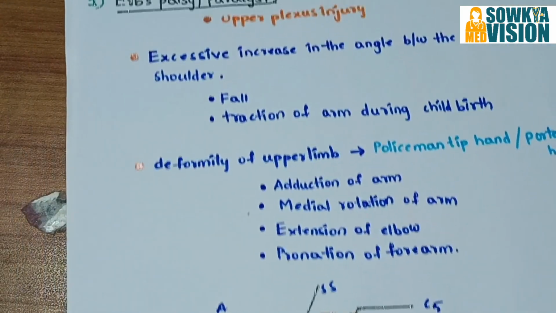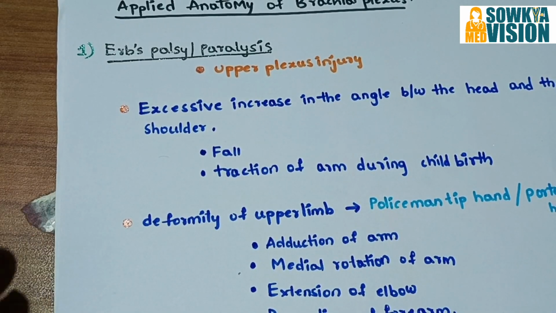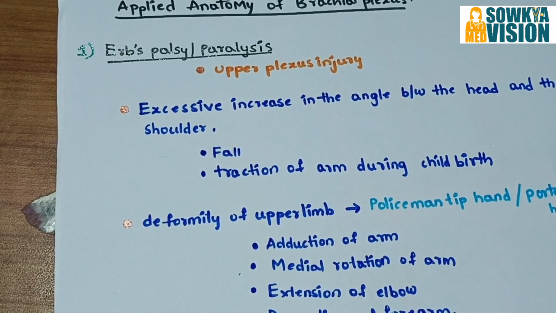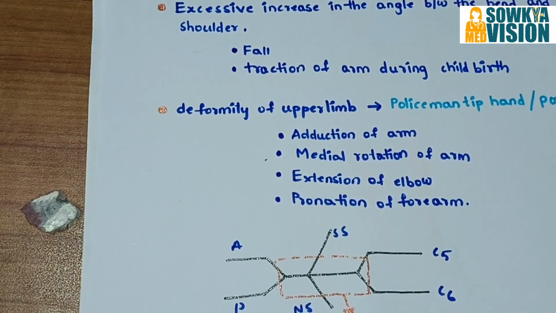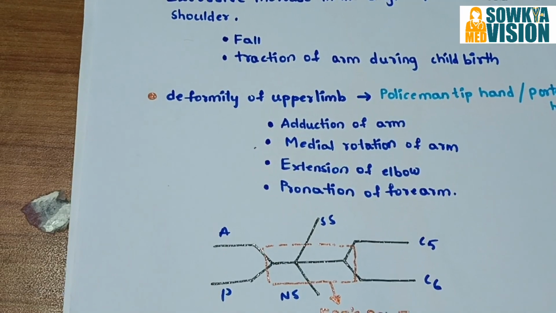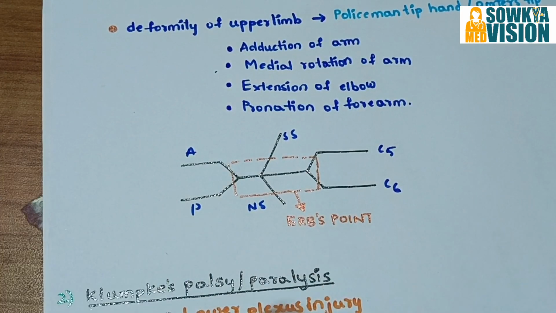Now let's see, what is Erb's palsy? Erb's palsy means it is a paralysis. It is a paralysis formed due to the affection at the Erb's point. Now what is Erb's point? Erb's point is a point where the 6 nerves meet. What are they?